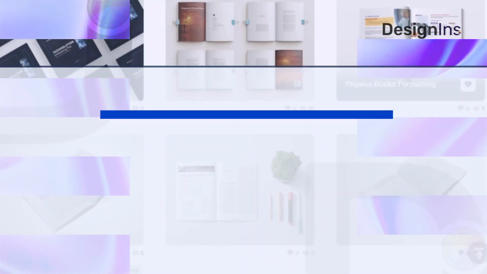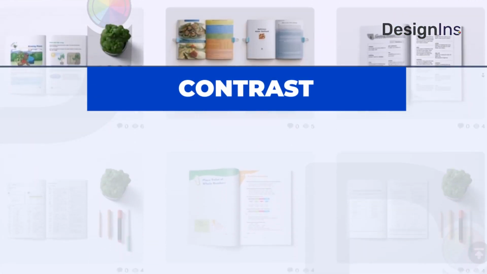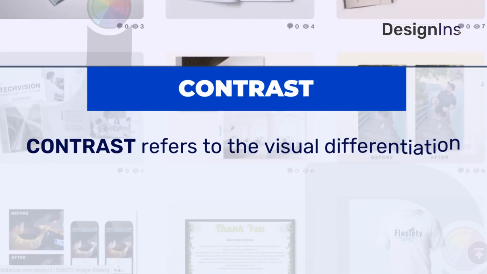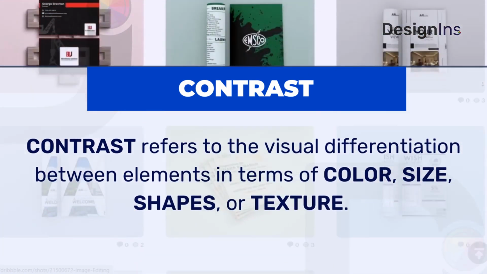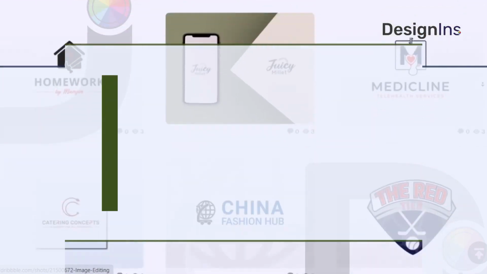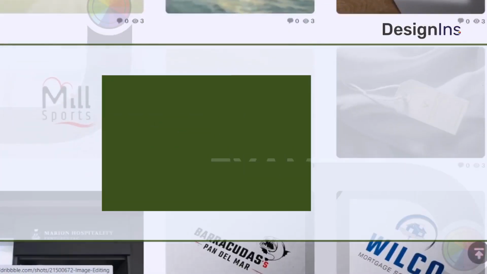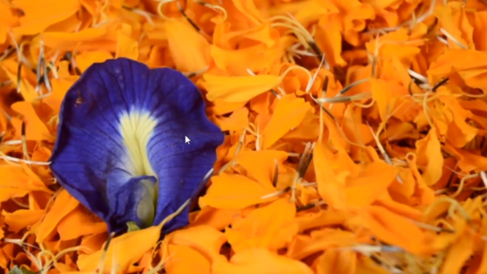Our first principle of design is contrast. Contrast refers to the visual differentiation between elements in terms of color, size, shape, or texture. Let's see a perfect example of contrast. First of all, see the example of contrast in nature. Looking at a wonderful combination of purple and yellow.